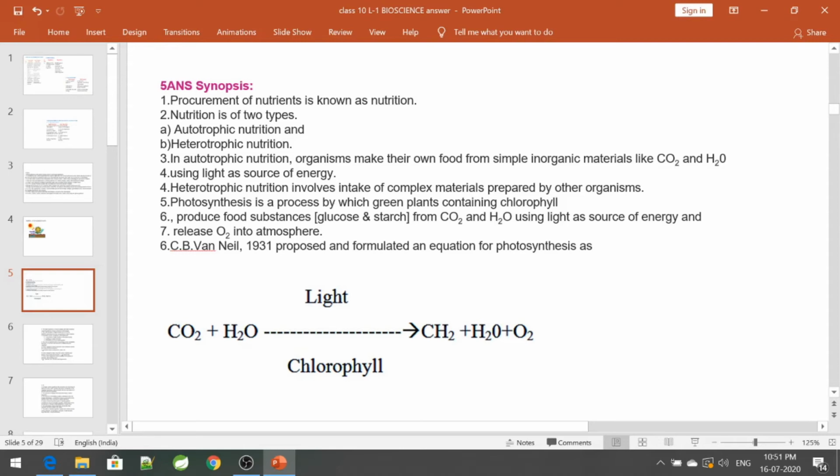C.B. Van Neel, in 1931, proposed and formulated an equation for photosynthesis. So keep his name in your mind, C.B. Van Neel. This is the simple equation.